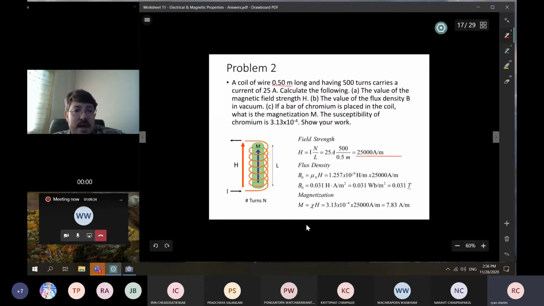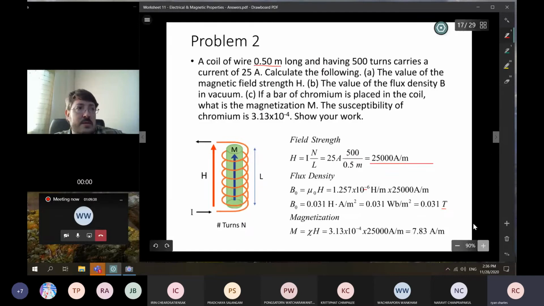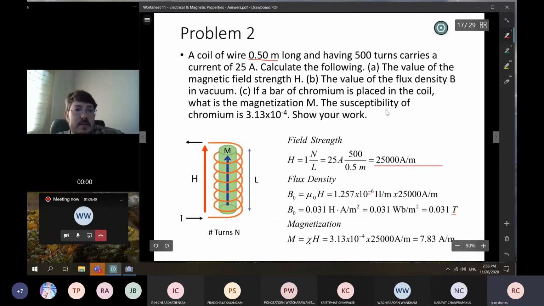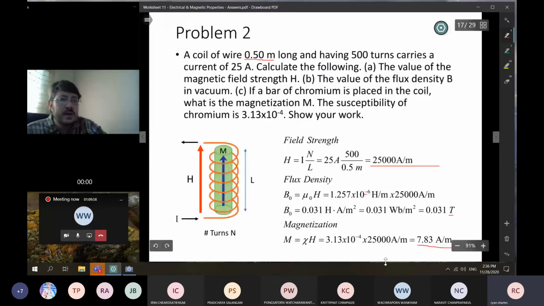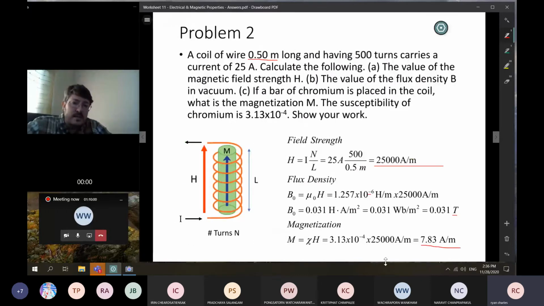All right. Magnetization, M, equals susceptibility times H. Susceptibility was 3.13 times 10 to the minus 4 times 25,000 amps per meter, 7.83 amps per meter. All right. So again, just like the example problems. If they're daisy chained, right? You calculate one, you use it in the next problem, use it in the next problem, and so forth. All right.